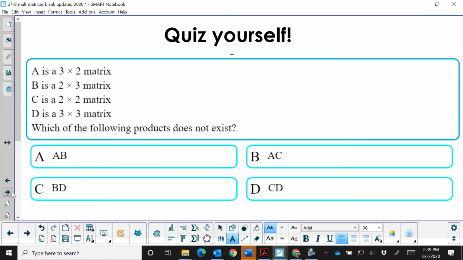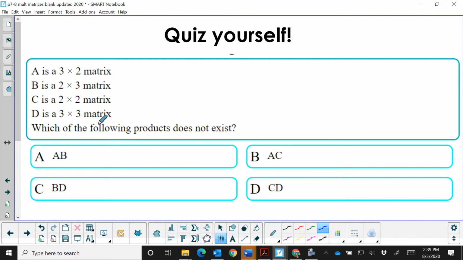Okay, so let's quiz ourselves real quick. Not a real quiz, just a practice quiz. We have 4 matrices. A is a 3 by 2. B is a 2 by 3. C is a 2 by 2. And D is a 3 by 3. Which of the following does not exist? So in other words, the inner dimensions do not match. We'll take a second. You can pause the video and check, but I'm just going to write them down.